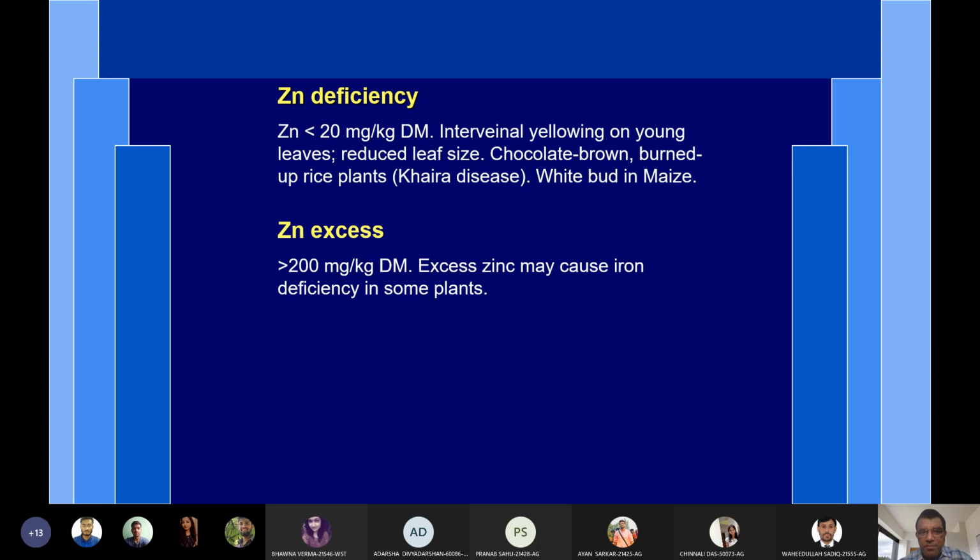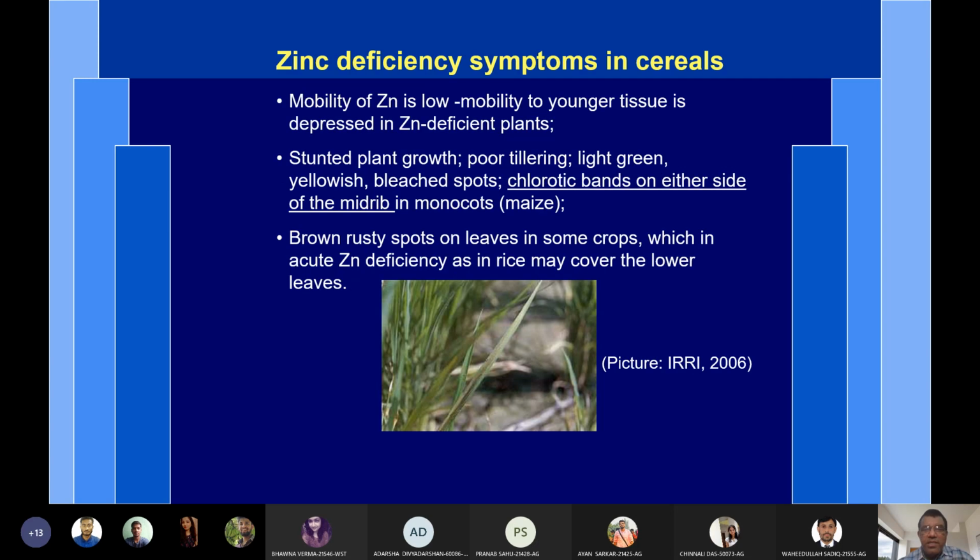And white bud in maize is also a disease caused by it. And toxicity occurs when the levels are more than 200 milligram per kg dry matter. So the range is 20 to 200, you can remember. And excess zinc may cause iron deficiency in some plants. Now, zinc deficiency symptoms in cereals, we will see in detail. So mobility of zinc is low. So mobility to younger tissue is depressed in zinc deficient plants.